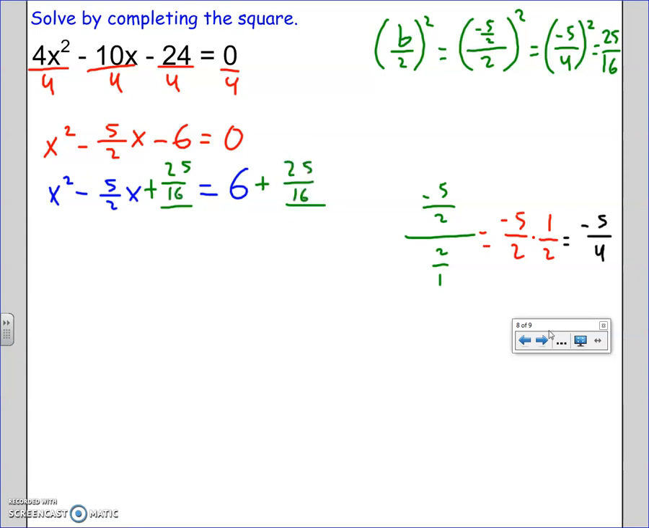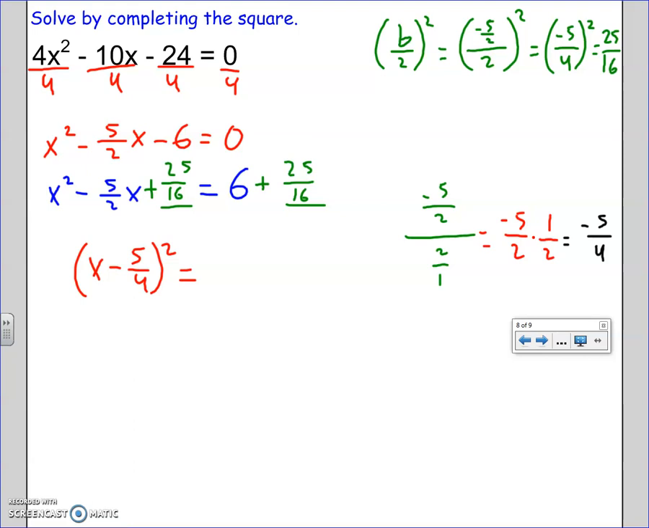When I do that, the left side is now factorable. I can change it into x and my b over 2. The thing in parentheses before I squared it was x minus 5 over 4, squared. So you could FOIL that and you'll get the left side.